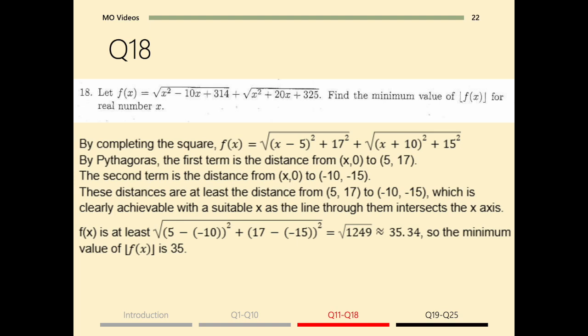Note that we use negative 15 instead of positive 15 so that (x, 0) can lie on the line between the 2 points. This clearly minimizes the total distance, so we just have to calculate the distance between (5, 17) and (negative 10, negative 15), which can be easily done, and we find that the answer is 35.